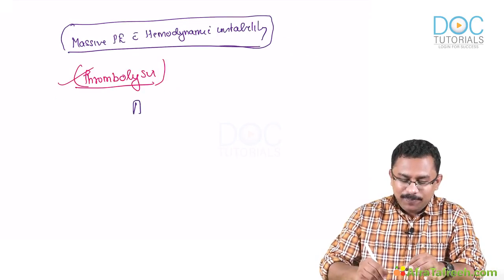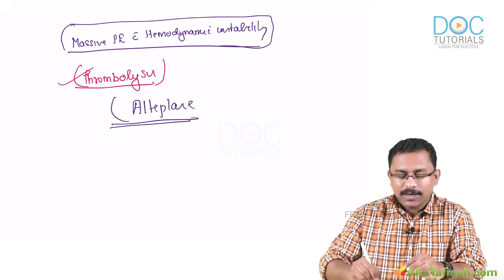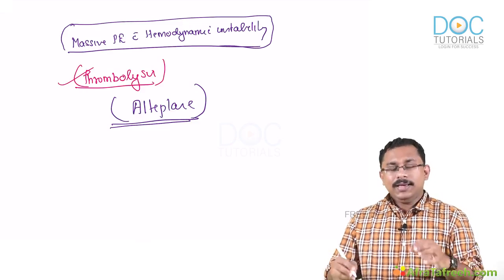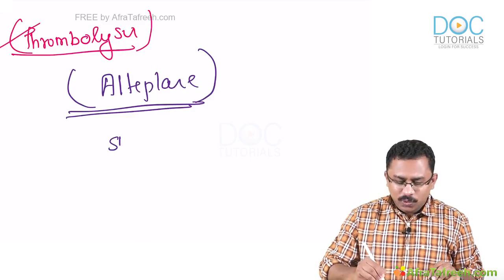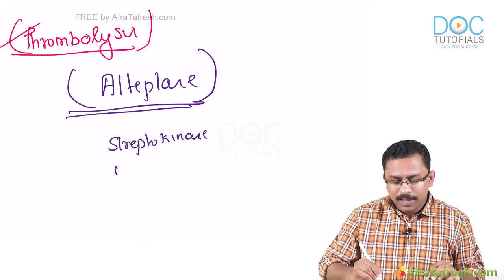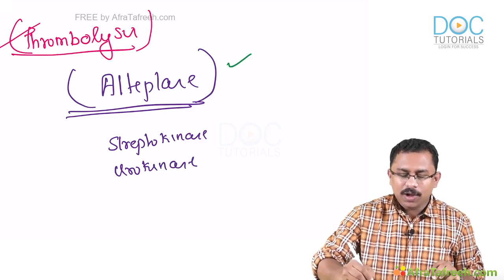You have alteplase, recombinant tissue plasminogen activator, available to lyse the clot. But remember one thing, even streptokinase and urokinase are also approved. Okay, but the agent of choice definitely is going to be your alteplase.